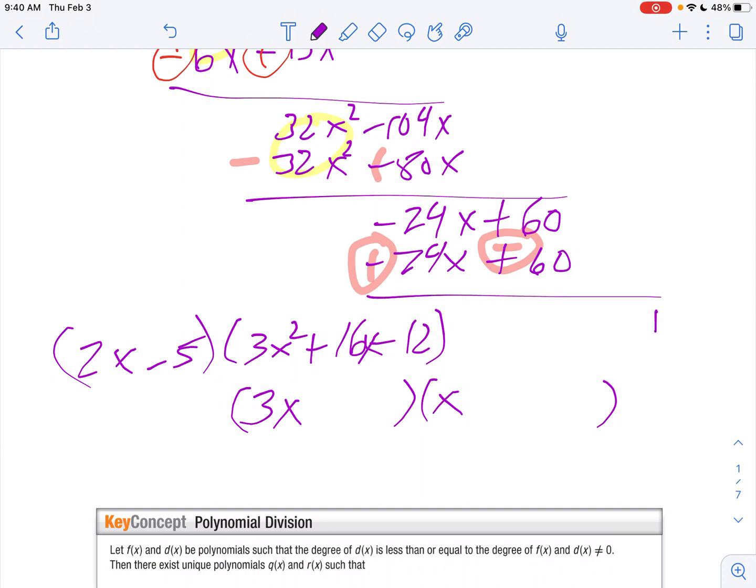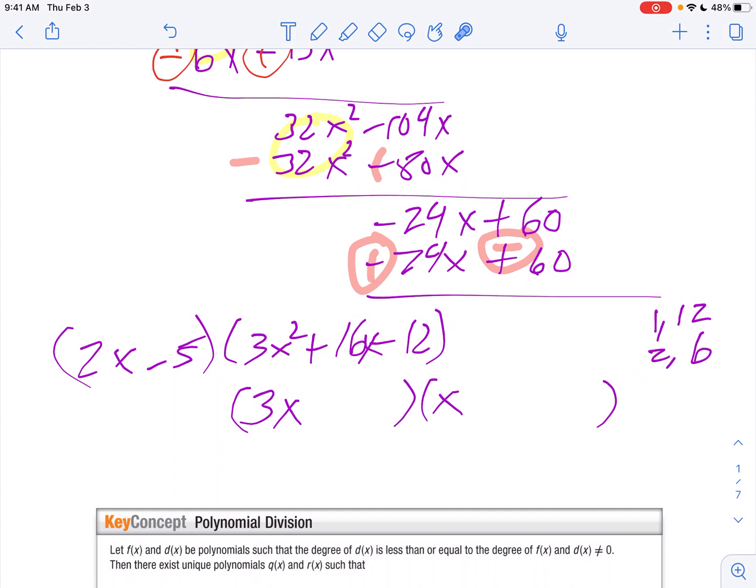So I go 1 and 12. No matter how I combine those, I will not get 16 because 12 minus 3 is 9. And then if I take 3 times 12, I get 36. How about if I go 2 and 6? And there we have it. Because if I take 3 times 6, I'll get 18. I subtract the 2, I get 16.